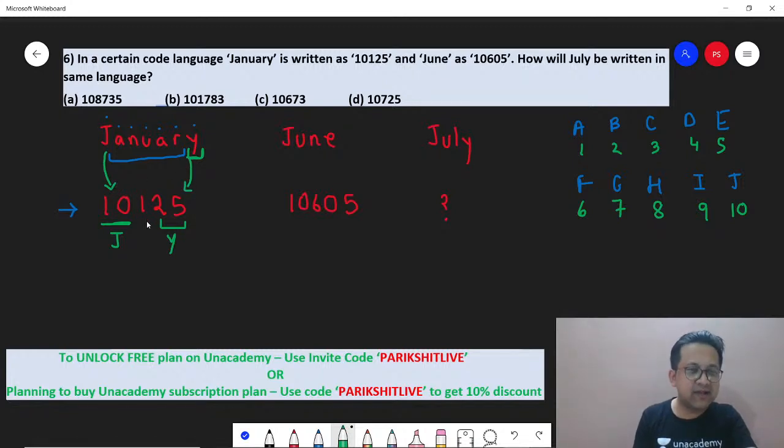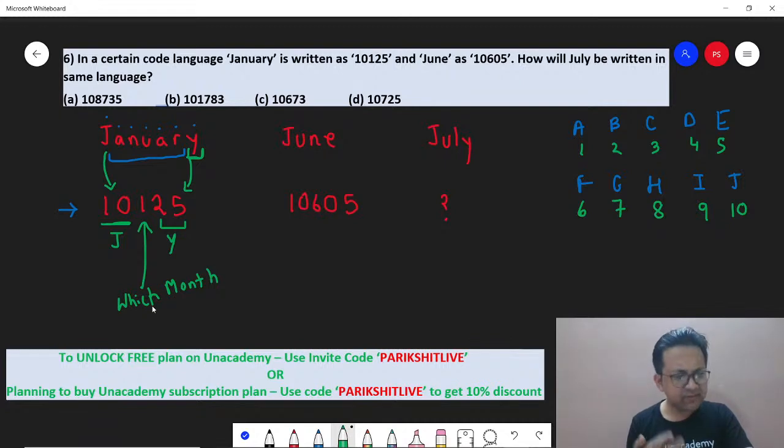The middle one represents the month. Which month? Remember, January is the first month of the year. Hence, the month is represented by 1. Get this? Same logic.